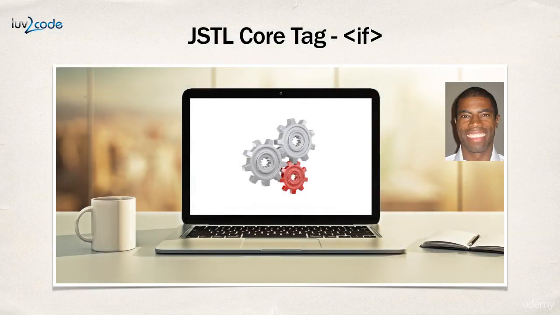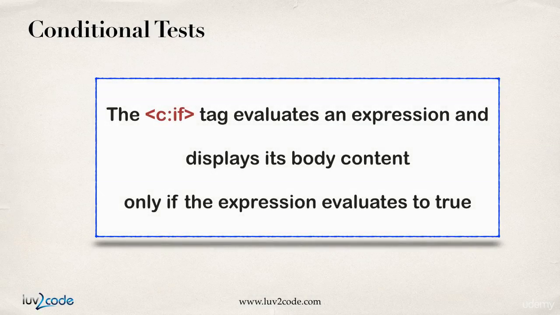Hey, in this video, we're going to learn about the JSTL core tag, if. So the if tag is used for conditional test. Basically, the tag will evaluate an expression and it'll display the body content only if the expression evaluates to true. And I have a nice little example of how we can use this in our existing project.